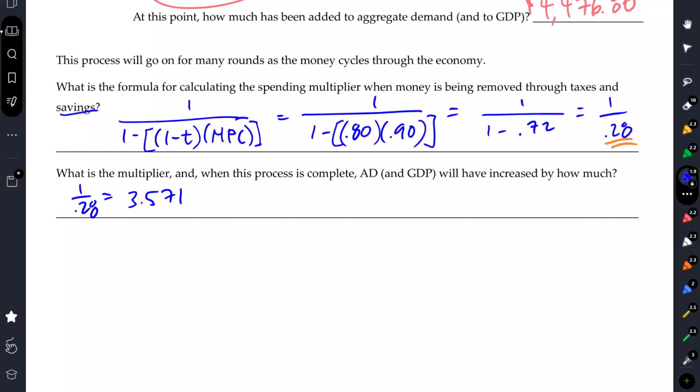And we use this multiplier the same way we used the last one. So the government initially spent $2,000. That $2,000 is multiplied by 3.571. And so aggregate demand is going to have increased by 7,142. All right, there we have it.